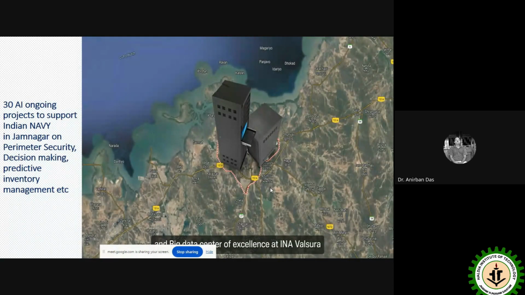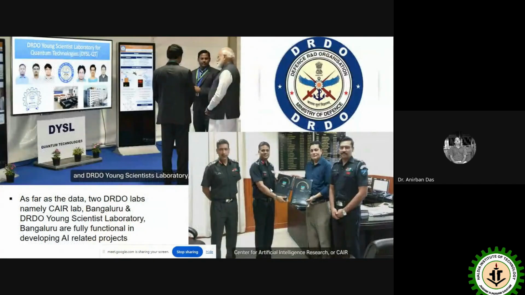Like for the Navy, we can say in Jamnagar there are 30 ongoing projects. Those are there to promote decision making and predictive inventory management, like that. So this is the way, and there are two laboratories. One is the DRDO Young Scientist Lab and the other is the CAIL Lab. Those two are situated in Bangalore. They're also doing very impressive product design and AI-based projects, right?